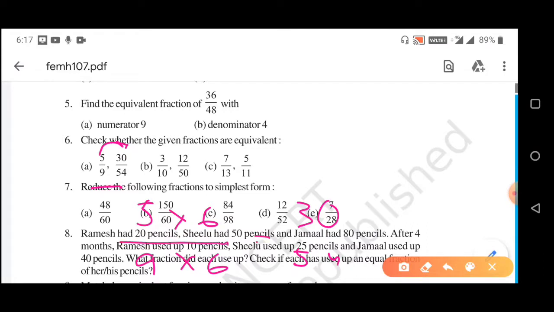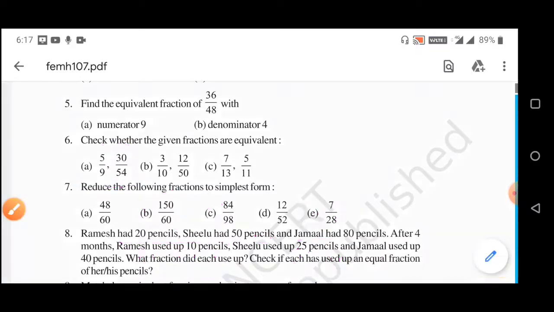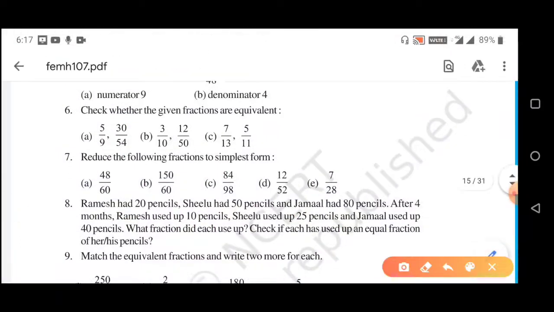Now see, in this way we will get 5 sixes are 30, 6 nines are 54. So these two are equivalent fractions. 5 by 9 and 30 by 54 are equivalent fractions. Question number B, 3 by 10, 12 by 50.